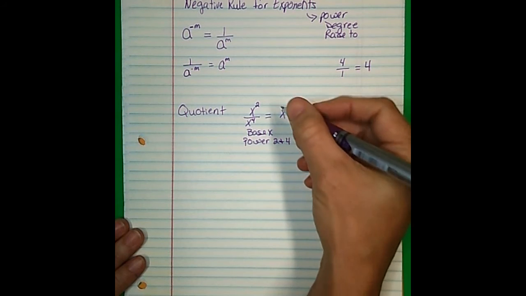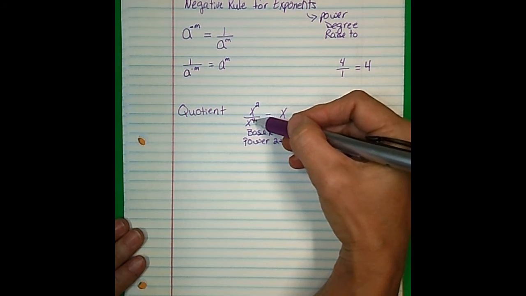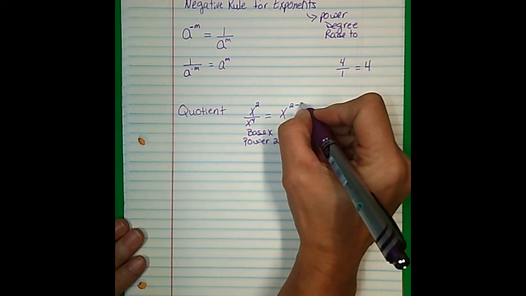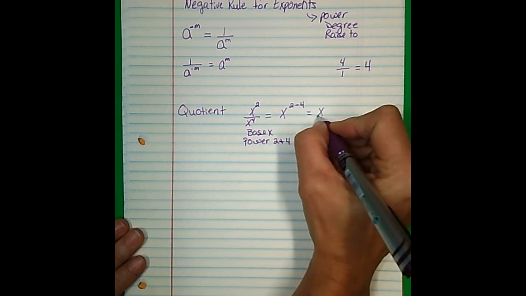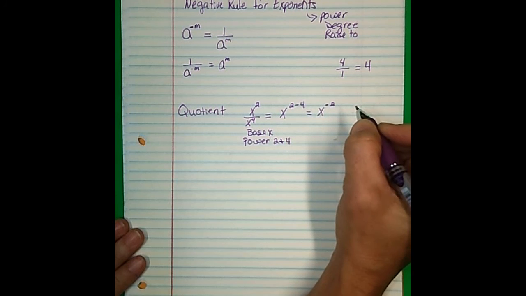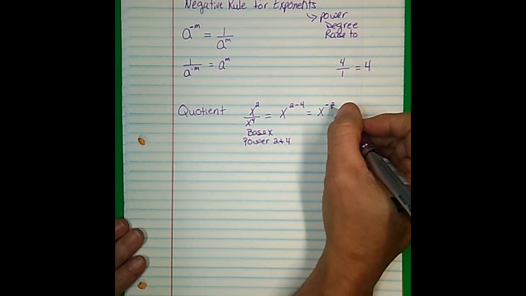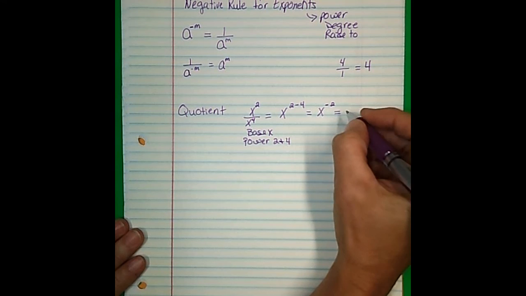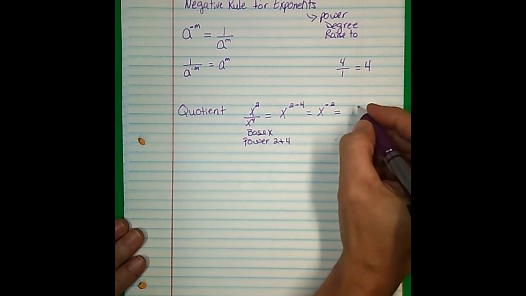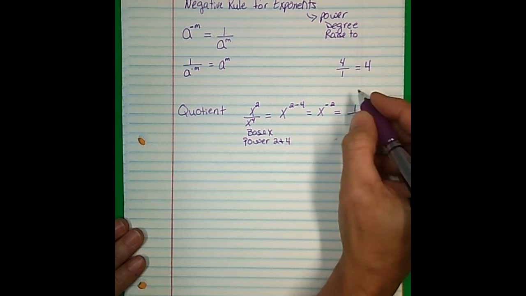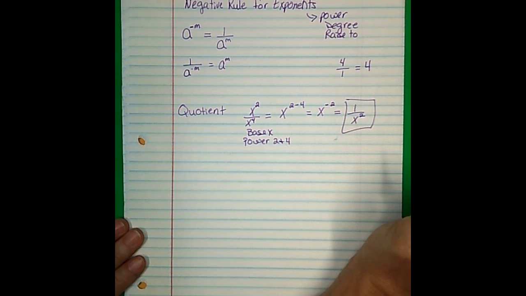And the quotient rule clearly states top minus bottom powers. So my top power is 2, my bottom power is 4, and I subtract them. It gives me x raised to negative 2. I can't turn that in and say that's my final answer because the power is negative. But what I can do is apply this negative rule by doing the reciprocal of it, and it gives me 1 over x squared. And that would be my positive power.